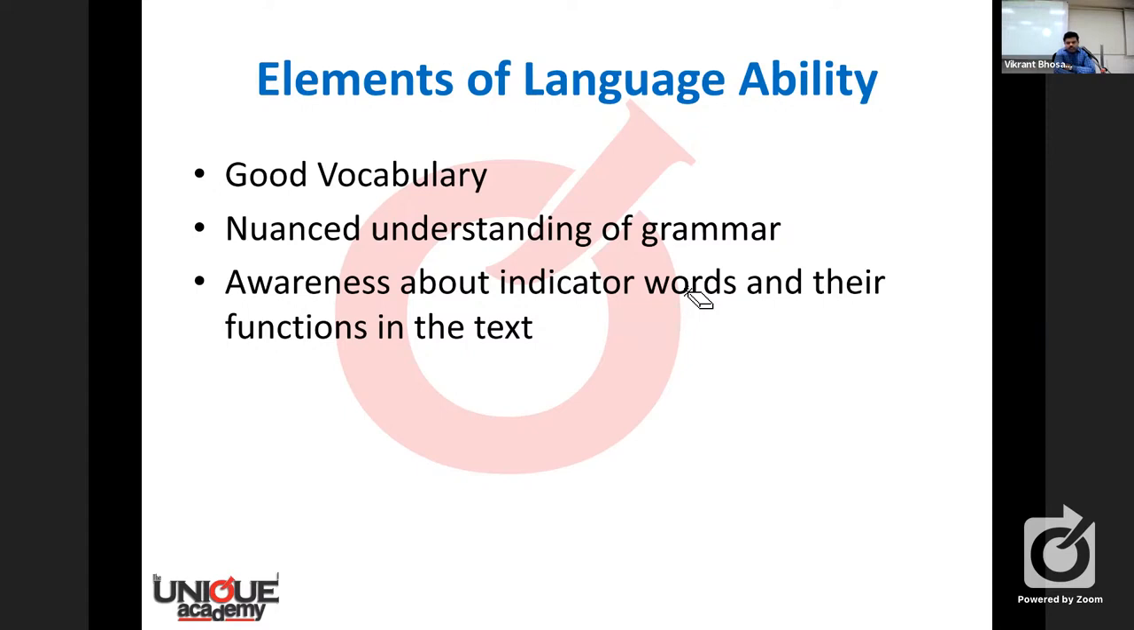Third, you can use, but it is extra, Word Power Made Easy by Norman Lewis. That is a red color book. It's a good book.